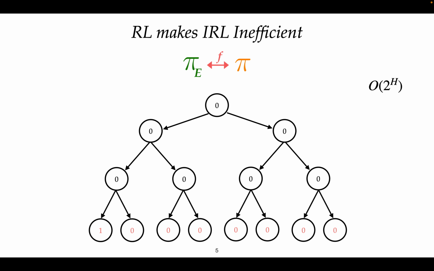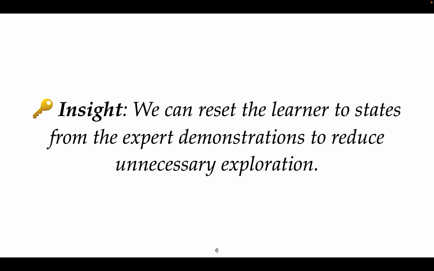Then, for every future iteration of this procedure, we would once again need to solve this entire problem from scratch. So, if we pause and think about it for a second, most of the interaction the learner spends during their policy search is in searching parts of the tree that the expert might have never visited. This leads to our key insight, which is that we can reset the learner to states from the expert demonstrations to reduce unnecessary exploration in parts of the state space that the expert never visits. After all, if our goal is to imitate the expert, we don't need to care about how the learner performs in parts of the state space the expert never visits.